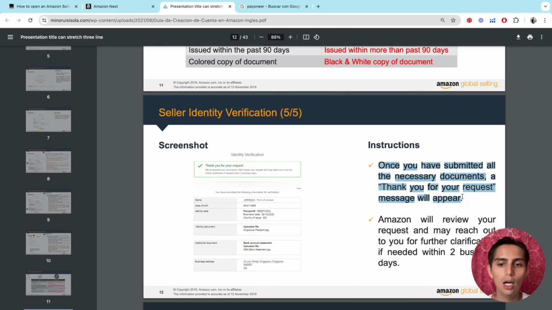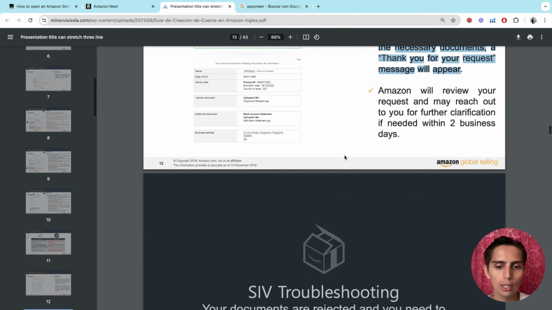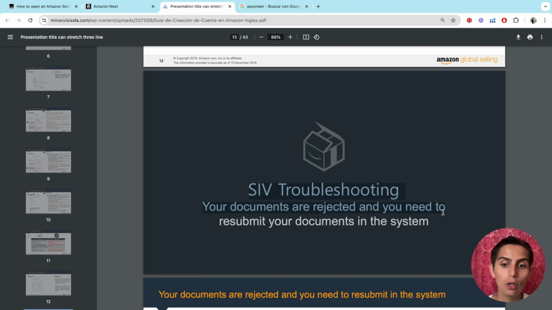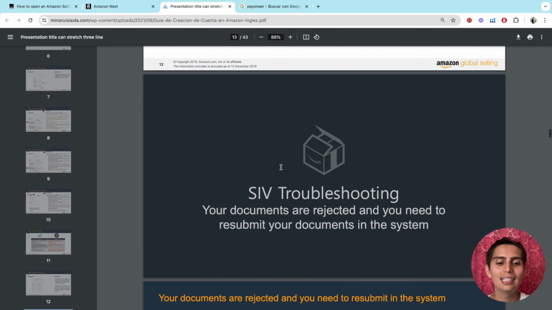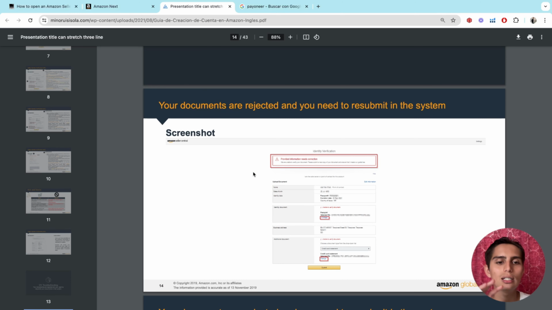When you're done, it's going to tell you that once you have submitted all the necessary documents, a "thank you for your request" message will appear. So that's basically it. What actually happened to me is that something went wrong with my verification process. My address, my name, and all that were not matching. Something was off, and what was off was basically that I was not putting everything word by word. Everything was just different, so my documents were rejected.